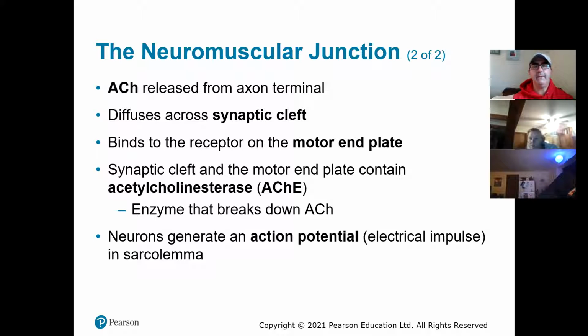What's going to happen is wherever this occurs, wherever any neuron interacts with any other cell, it never actually touches the other cell. It comes really, really close, but it never touches it. And so between the neuron and the muscle fiber, or the muscle cell, there's a little space, and that space is called a synaptic cleft.